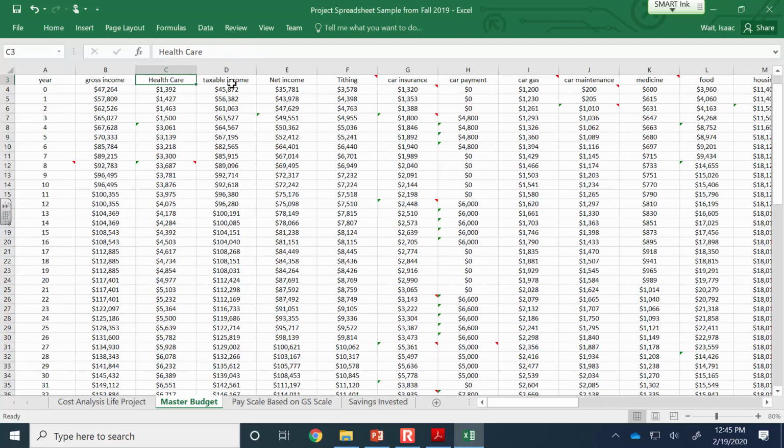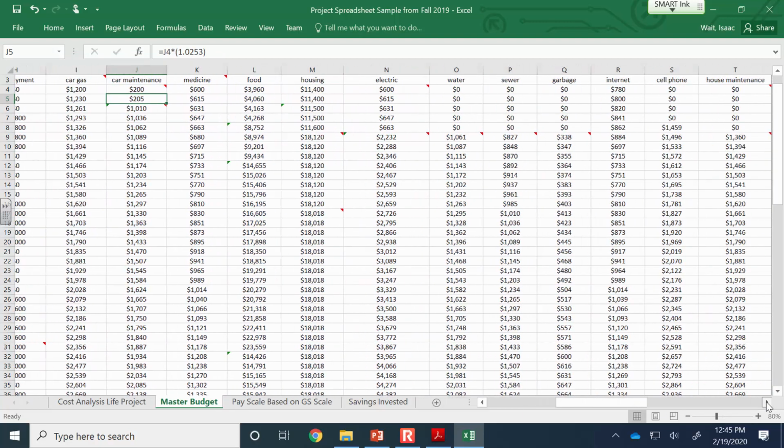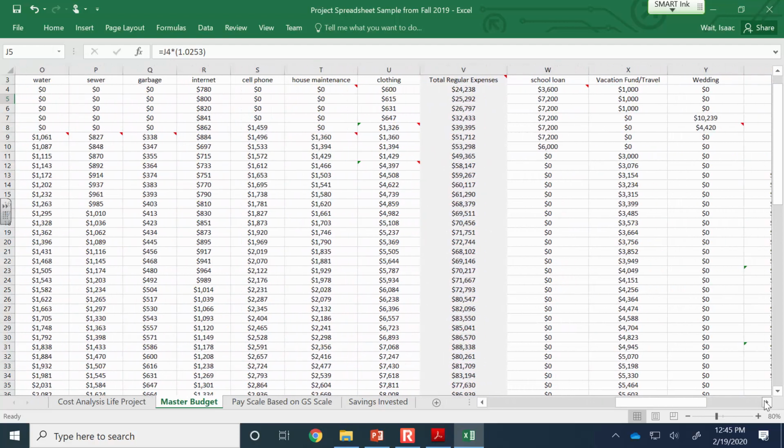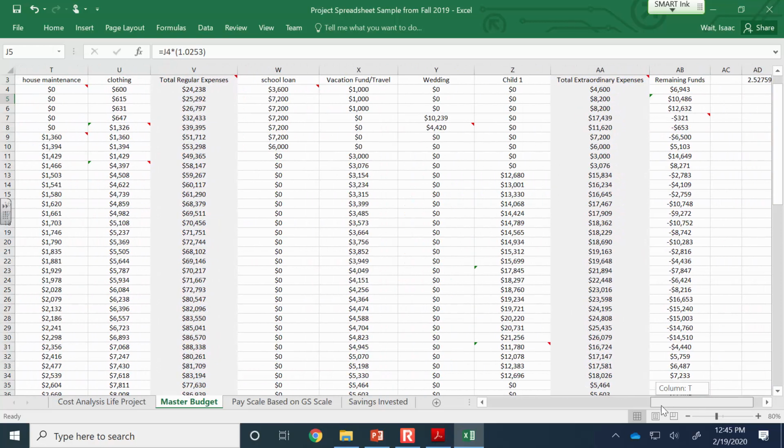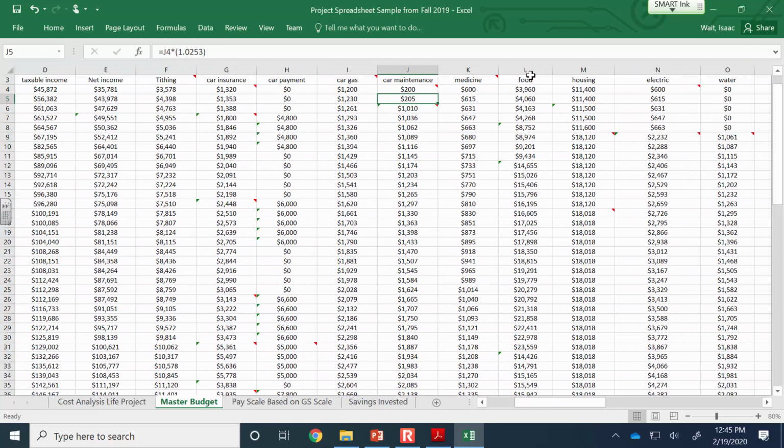Healthcare, taxable income, net income. The reason they did that is they're assuming that they are paying 22% of the income as federal tax, so they're treating taxes as an expense. Then donations to a church, car insurance, car payment, fuel, maintenance, medicine, food, housing, electric, water, sewer, all the kinds of utilities that you could think of, loans, vacation, wedding. So it's pretty detailed. For the food, I would have liked to have seen more detail than that.